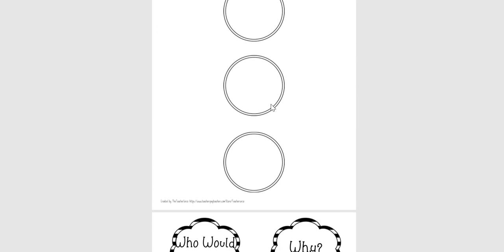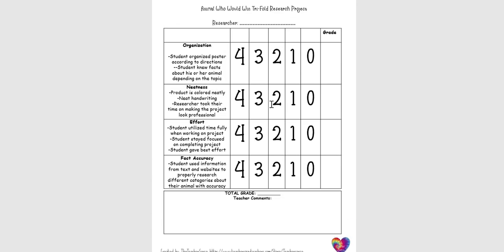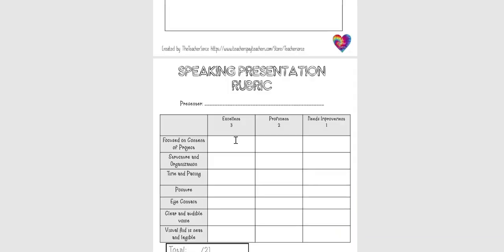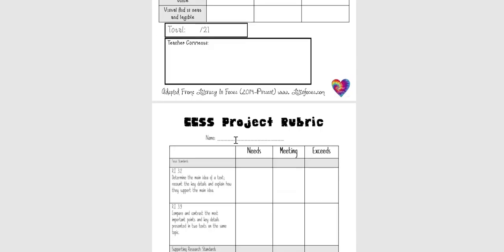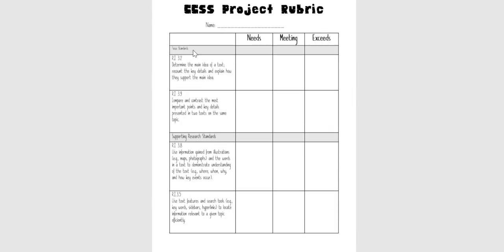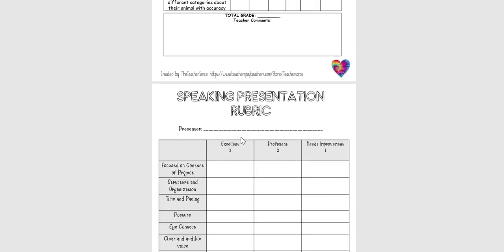Towards the end of the product, there's going to be some different rubrics. So for the trifold, that file folder project, there is a rubric, and this is all on Google as well, so you could manipulate this online. There's a speaking rubric if you choose to have your students present this. And then there's also, based on the standards that the project uses, how are they doing on those specific standards. So you could do this in a lot of different ways.